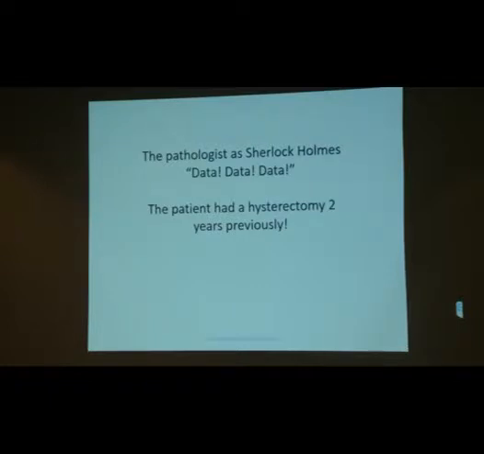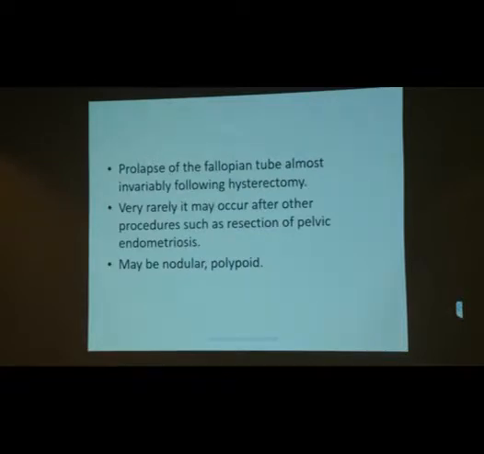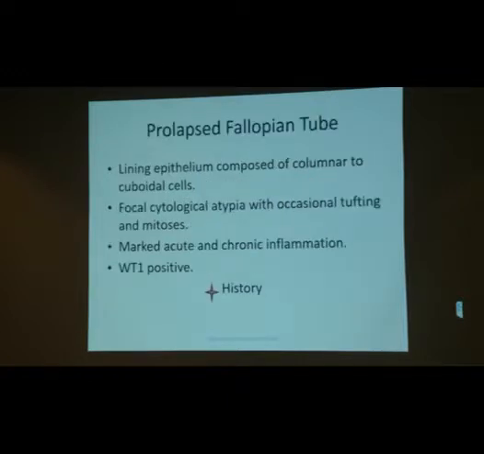And tubal epithelium in any case is quite heterogeneous. Even benign tubal epithelium has at least 3 different types of cells in it, so they all look different from each other. So there you are. Rarely it can occur in other conditions like pelvic endometriosis and things like that. And the most important thing is to bear it in mind.